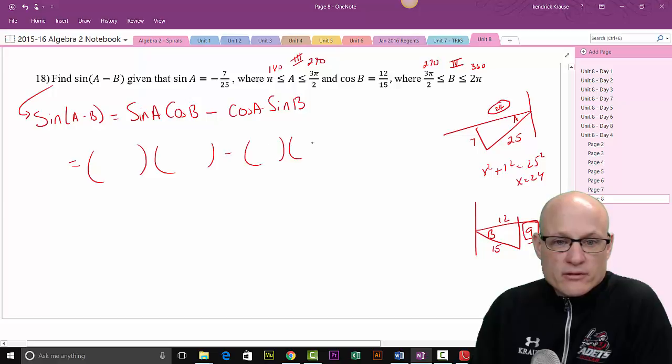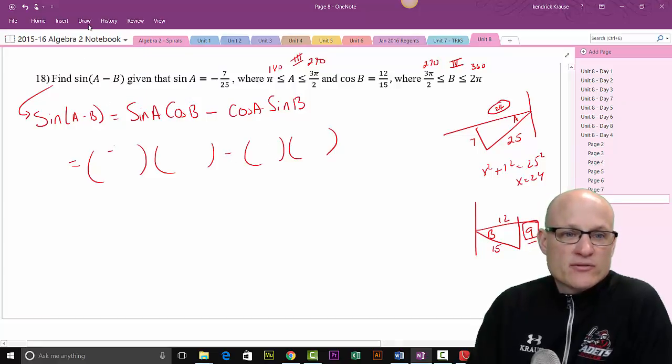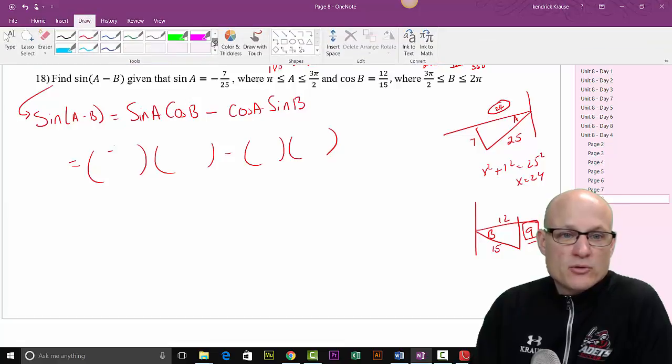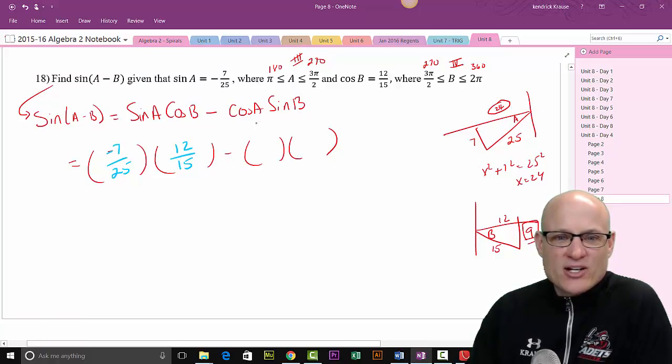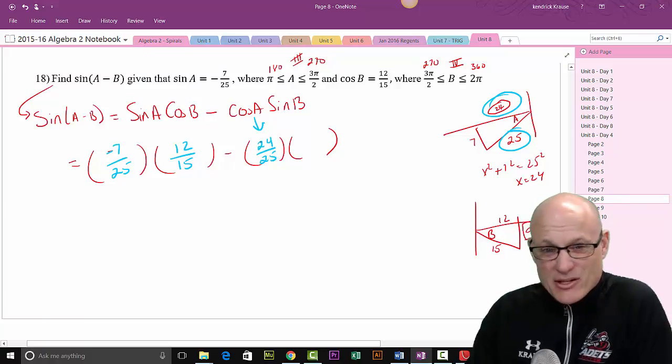So, let's see. I was given sine of A is negative. Let me do this in a different color. I'm going to do my fun blue color. I was given that sine of A is negative 7 over 25. Cosine B, I was given that cosine B is 12 over 15. Now I got to come over here in A. I need cosine of A. Cosine of A is adjacent over hypotenuse, which is 24 over 25, but I'm in the third quadrant, so it's negative. Lots to think about, kids.